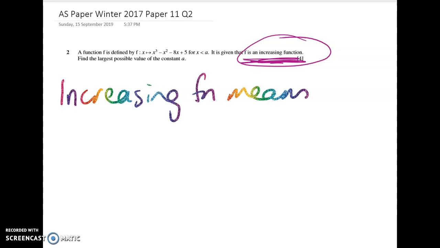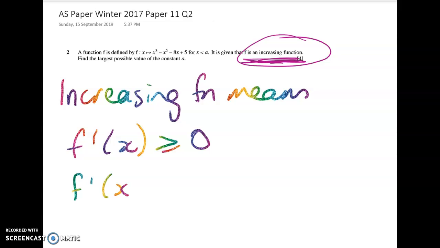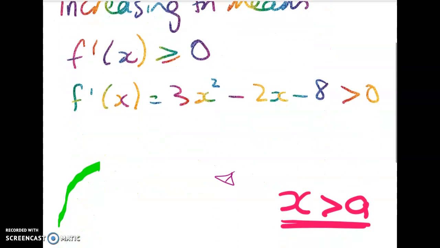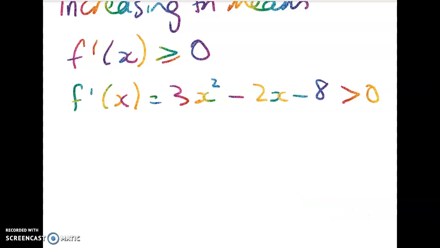Right, so increasing function means f dash of x, and you can say strictly greater than 0 or weakly greater than 0. No one ever seems to get too fussy with that, or I don't think they do. f dash of x is equal to 3x squared minus 2x minus 8, and we need that to be positive. So now we're going to solve a quadratic, and we're going to do that by factorizing. It's one that we can do by inspection, I think, because this is a prime number. So this combo falls out pretty easily.